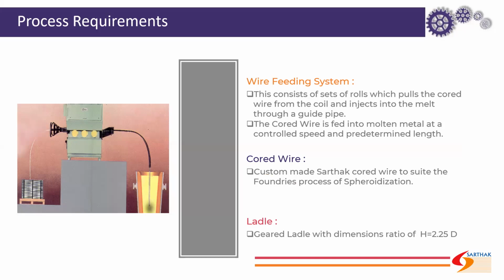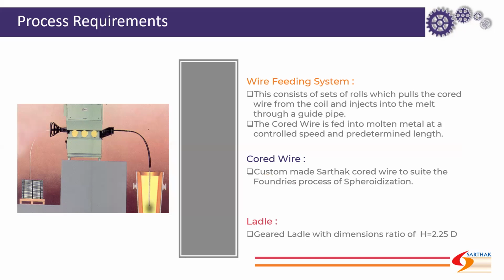Also, the selection of the core wire depends upon various parameters. What are the processes the customers are following? Also, what are the parameters, such as casting wall thicknesses? What are the requirements for the microstructures and physical properties? So we are making customized core wire for each customer as per their requirements.